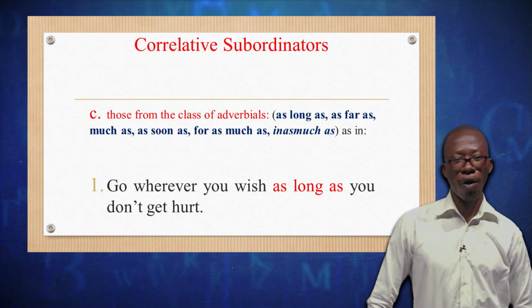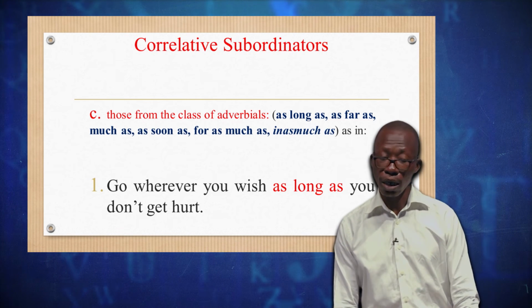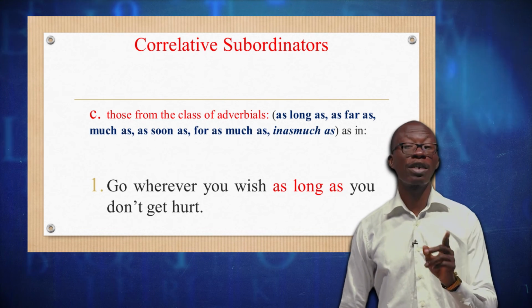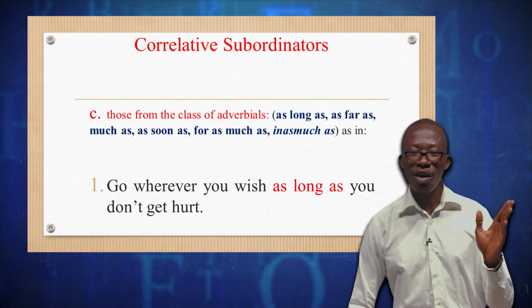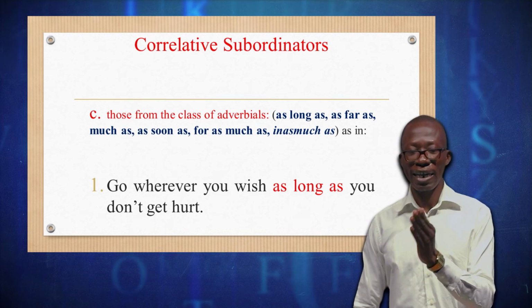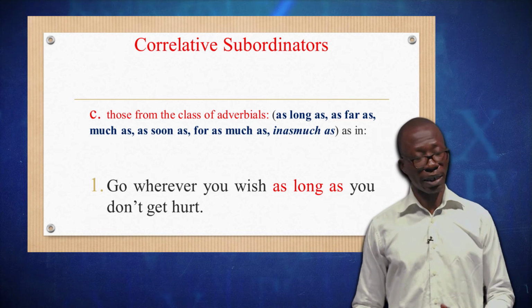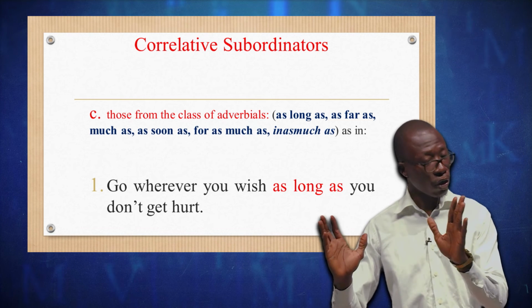So we have sentence 1: go wherever you wish as long as you don't get hurt. Condition: roam as long as you want, but on the condition that you should not get hurt. So we have "as long as you don't get hurt," depending on "go wherever you wish." That is a condition given to you. As long as you don't get hurt, go wherever you wish.